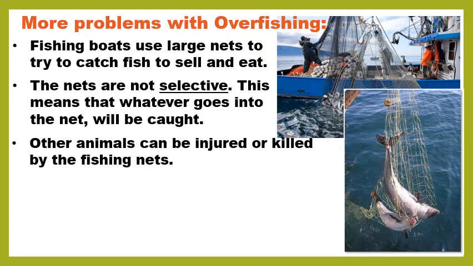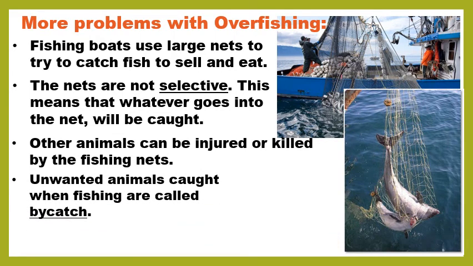So here's an example of dolphins that are caught in a fishing net. Now, dolphins are not fish, they are mammals, so that means that they breathe air. So if they're underwater too long in a fishing net, they can actually drown, just like you and I would drown. So the unwanted animals caught when fishing are called bycatch. So that's when you accidentally catch something that you're not trying to fish.